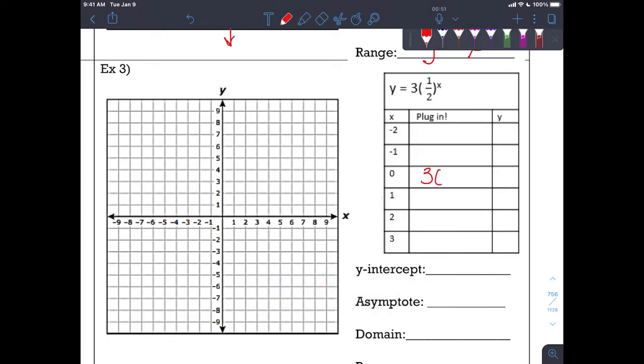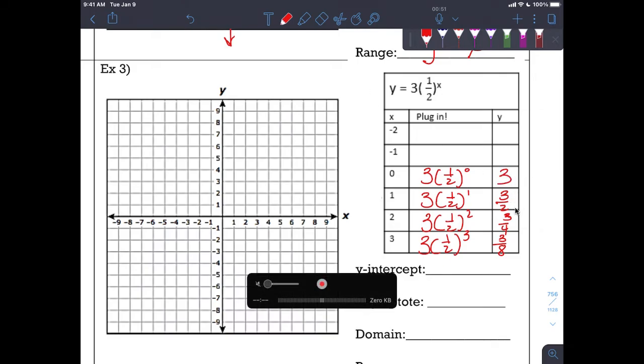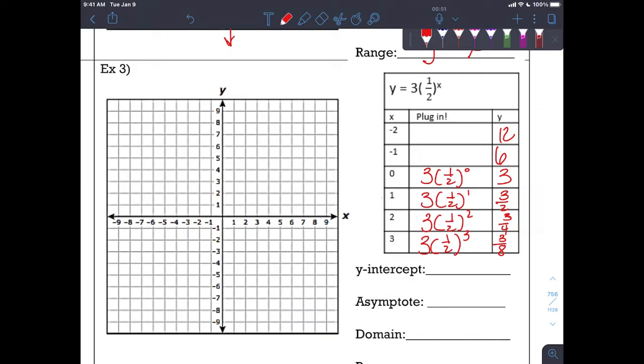So let's go ahead and get started with this one. Start here with 0, 3 times 1/2 to the power of 0, 3. 3 times 1/2 to the power of 1, 3 halves. 3 times 1/2 to the power of 2, 3 quarters. 3 times 1/2 to the power of 3, 3 eighths. Notice, what am I doing? Dividing by 2 every time, right? Or multiplying by 1/2. In the opposite direction, multiply by 2. That is important. These are kind of like ratios, just like geometric sequences.